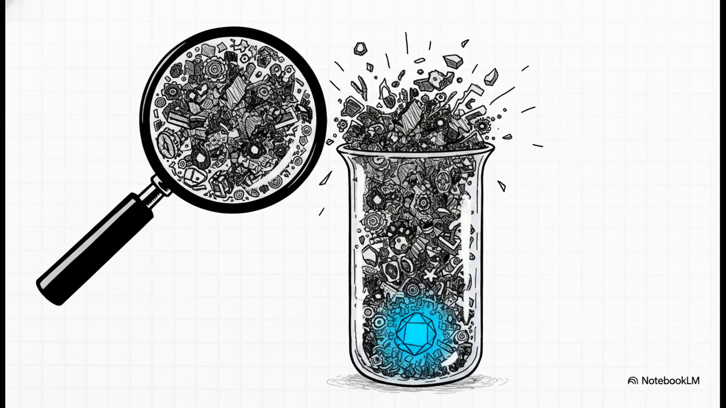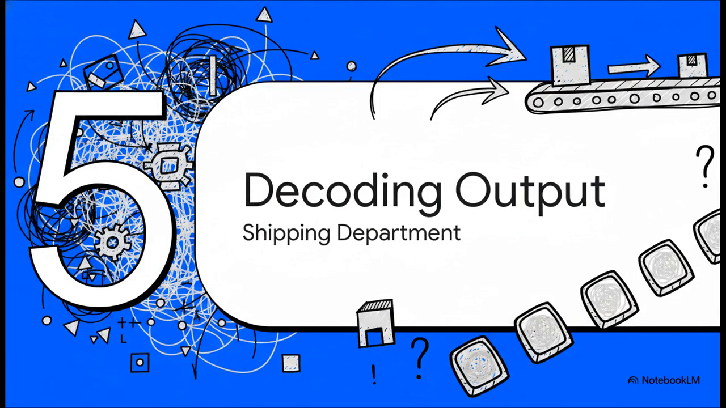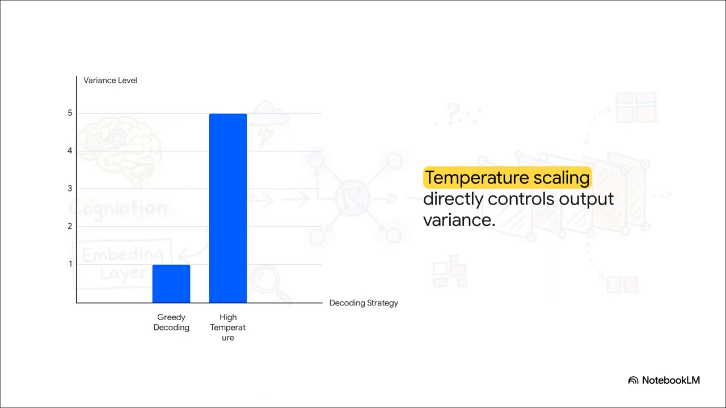The clean instruction is just lost, and the model starts drifting or repeating itself simply because the math is drowning in high-variance conversational clutter. Which brings us to checkpoint 5, decoding the final output, the shipping department. We're almost at the end. Here, dense math is finally transformed back into human text.